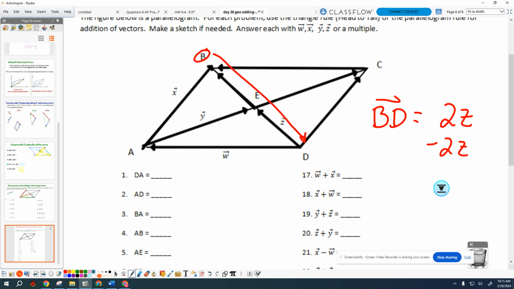Alright, guys, I agree it's some kind of 2Z. Is it positive or is it negative? Negative, because look at Z's arrows. Z's arrows go that way. BD moves go exactly the opposite.